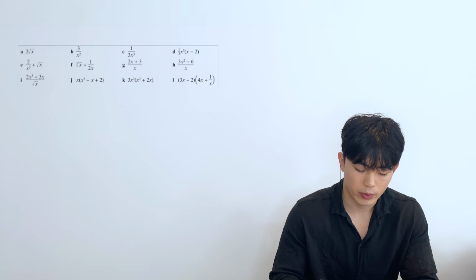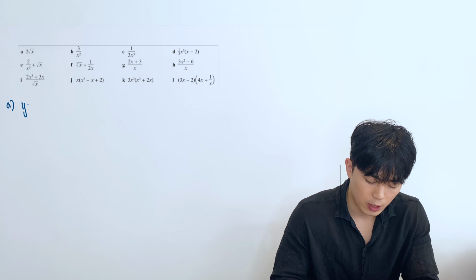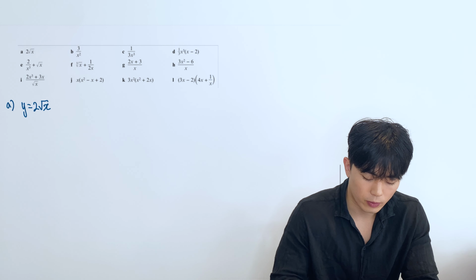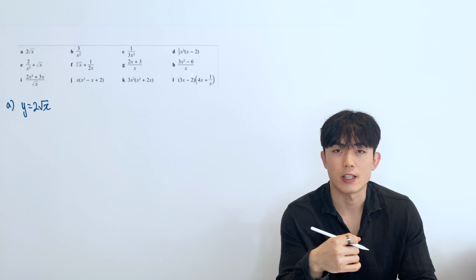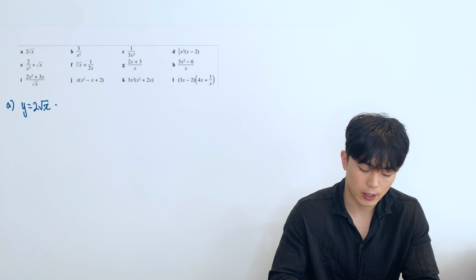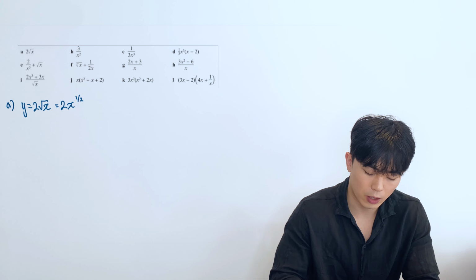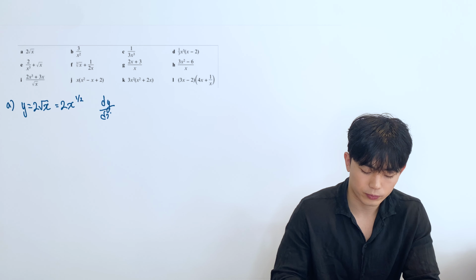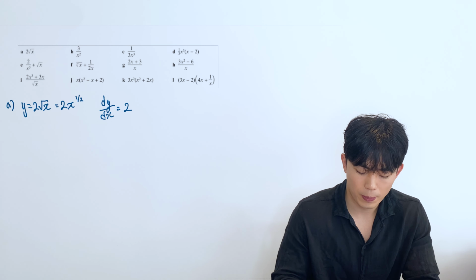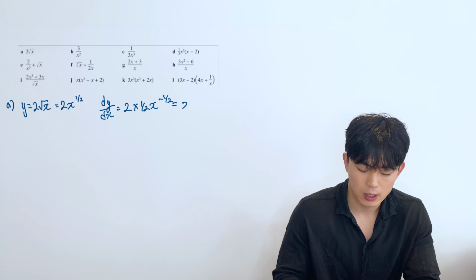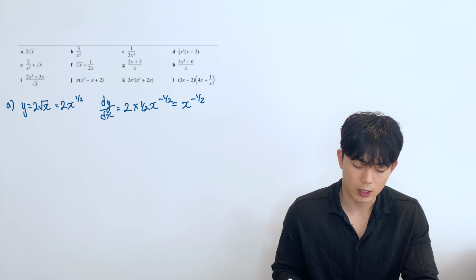So let's just try some of these here. So let's try a first. So y is 2 root x. So as I said, all you need to do first is change it into indices form. So this is going to be 2x to the power of a half, which I can now differentiate. So leaving the 2 there, times by a half, x minus 1 to the power is negative a half. So this is x to the power of negative a half, like this.